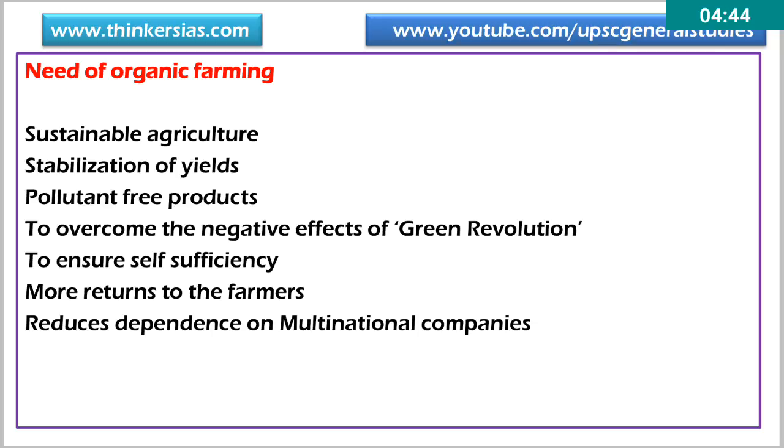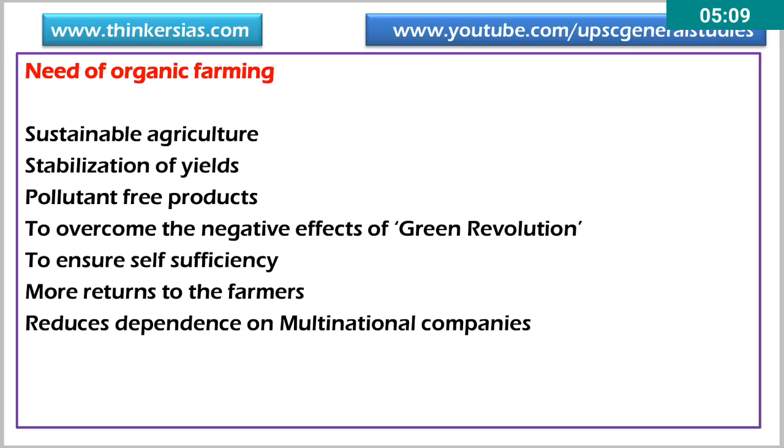Because of the green revolution, we have polluted our soil, water, and ecosystem, which is leading to a reduction in crop yield or at least a plateau in crop yield. When we adopt organic farming, we can increase the crop yield on a sustainable basis in the long run. That is the issue: stabilizing the yield.